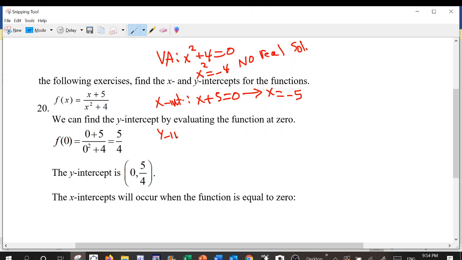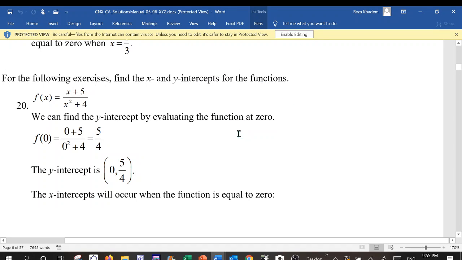What about the y-intercept? Y-intercept is when we put 0 here, 0 here, we get what? 5 over 4, right? And what about asymptotes? Horizontal asymptote, does it have any? Yes, y equals 0. How do we know? The numerator's degree is 1, denominator's degree is 2, right? Again, we can graph this, but we just graph similar one. So I'm not going to graph it. I'm just going to continue and do another one.